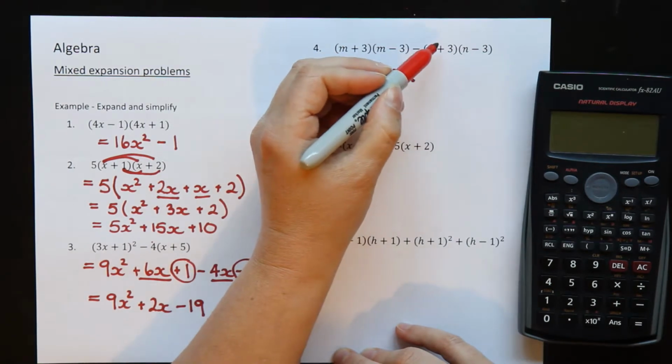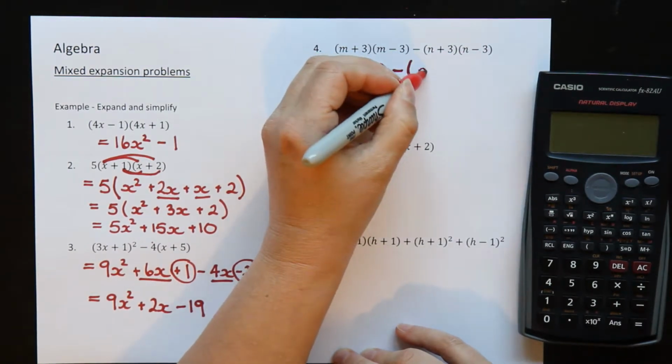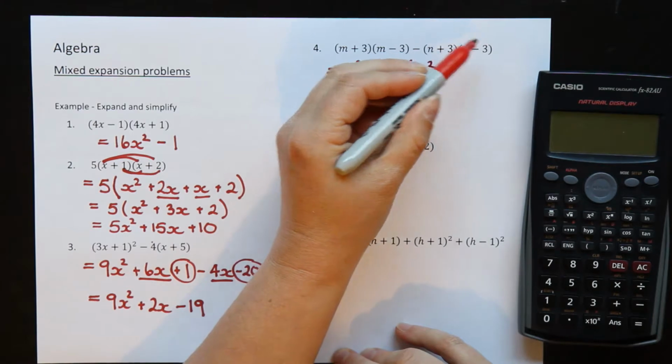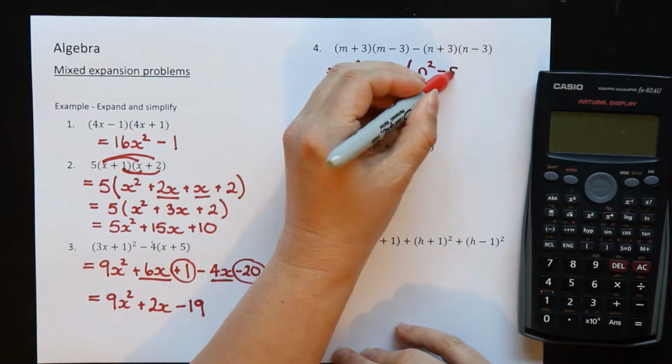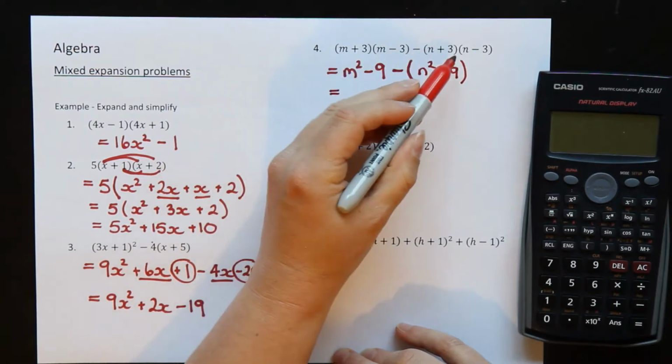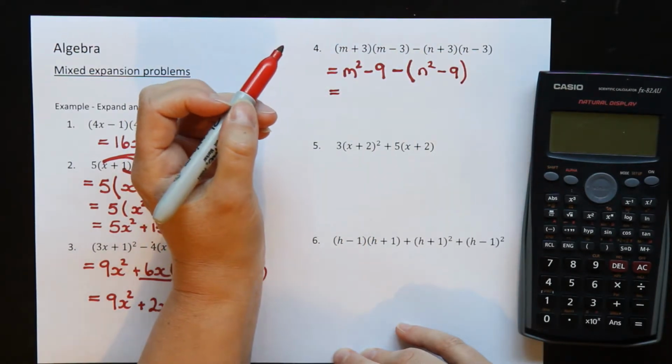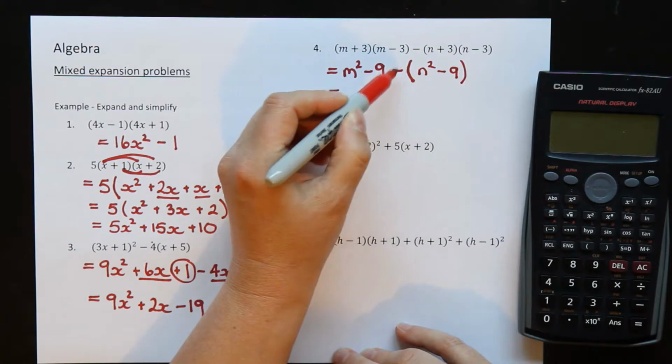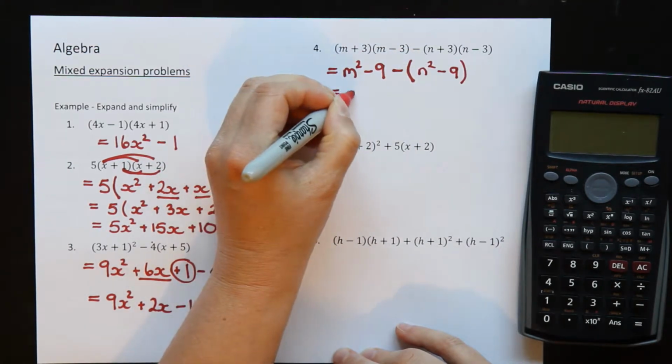So to expand this out, I do first times first, n times n is n squared, and last times last, which is minus 9. Okay, now that I've done the expanding part of the difference of two squares there, I can expand the minus into that bracket.